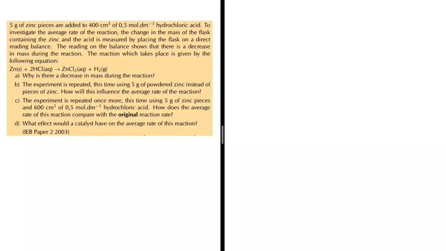Right. So, like we talked about, that method only works if there's a gas produced, because you put your reaction mixture on top of a scale, and then as the gas is produced, it's going to escape. So there's going to be a decrease in mass, and that decrease in mass is going to give you the amount of gas that is actually produced. So why is there a decrease in mass during the reaction? Because this hydrogen gas is going to be escaping the vessel, the conical flask, whatever we're using to carry out our experiment. So that is the answer to A.